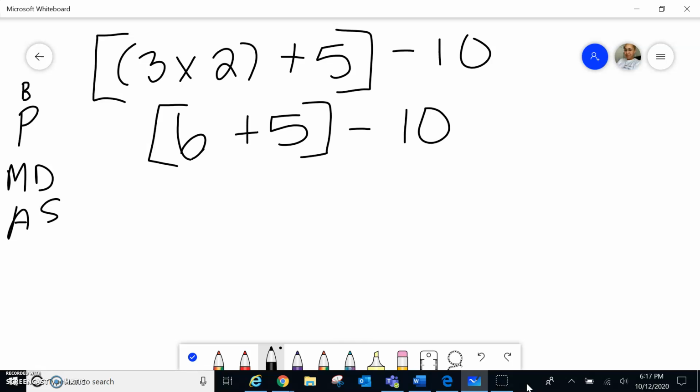Next, I'm going to do 6 plus 5 inside of my brackets because I have not finished that yet. Again, you keep working inside your brackets or even your parentheses until you come to a final number. 6 plus 5 is 11. I have a final number, so I do not need to write my brackets anymore. And then I'm going to minus 10. 11 minus 10 is 1. So my final answer is 1.